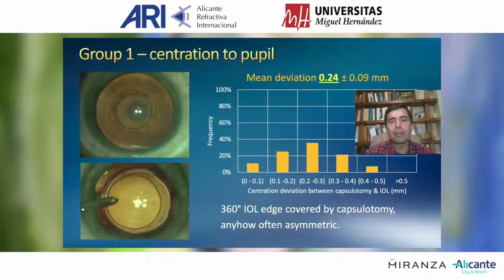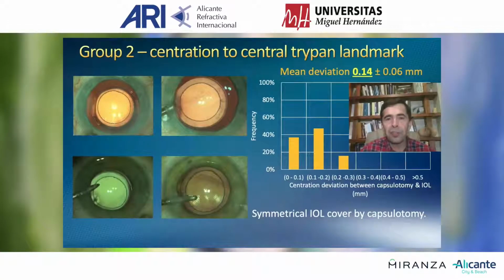Regarding Group 1, the mean deviation from center was 0.24 millimeters, plus minus 0.09, and the IOL was covered 360 degrees, but not really symmetrically. Group 2, centration to the central trypan landmark: the mean deviation is smaller, only 0.14 millimeters, plus minus 0.06, and the IOL optic was covered really symmetrically by this capsulotomy. So the clinical result was obviously better with Group 2.